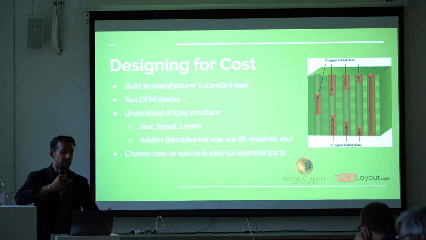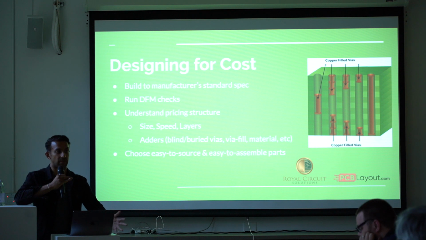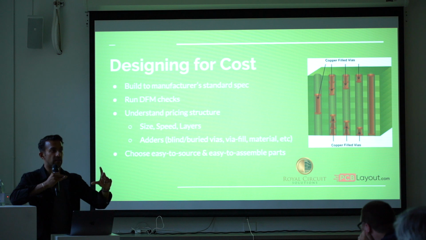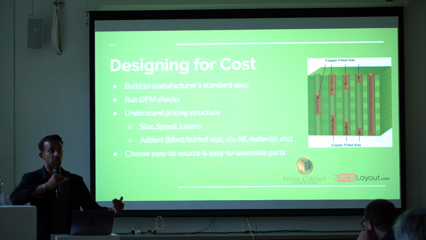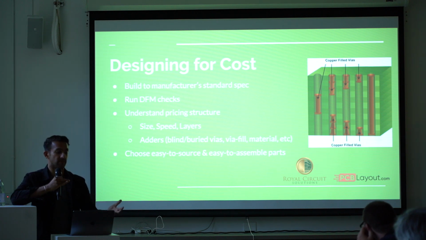And generally the easiest one to avoid, if you can, is blind and buried, depending on your design. Usually adding more layers and getting around it that way, by still doing full through holes top to bottom, is usually cheaper than keeping a 2 or 4 layer board and doing a bunch of burieds and blinds. That's a good example.